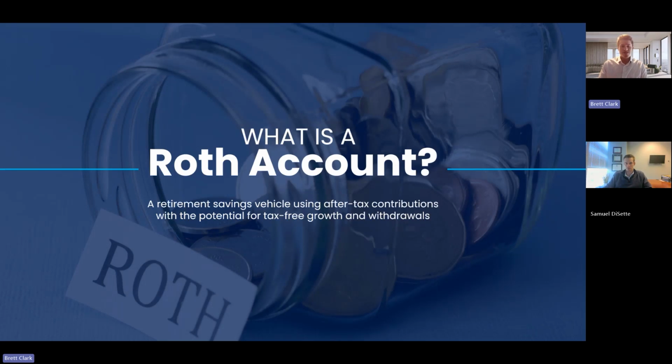This makes Roth accounts especially valuable if you expect to be in a higher tax bracket later in life, or if you want to maximize long-term compounding without worrying about future tax bills. In short, a Roth account is all about paying taxes now so you can enjoy tax-free income later. It's one of the most effective tools for building wealth over time.